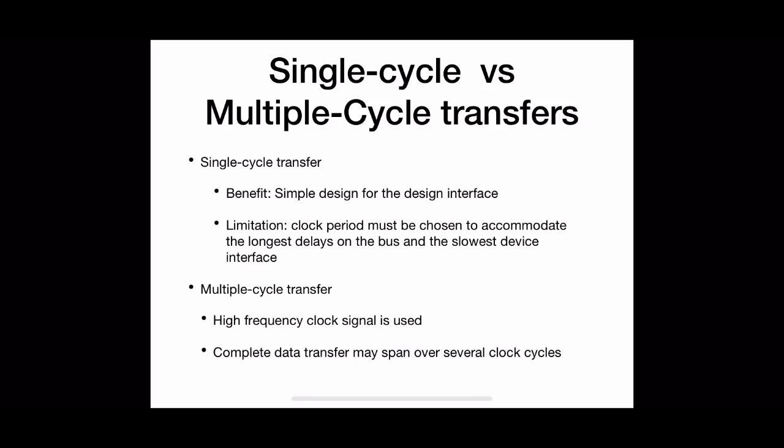To simplify this process, a high frequency clock signal is used, and the duration of these clock pulses will be very short, and the complete data transfer for a particular operation would span over several clock cycles. That is, depending on the device, the number of clock cycles involved can vary from 1 to several clock cycles. So we can see this with an example.